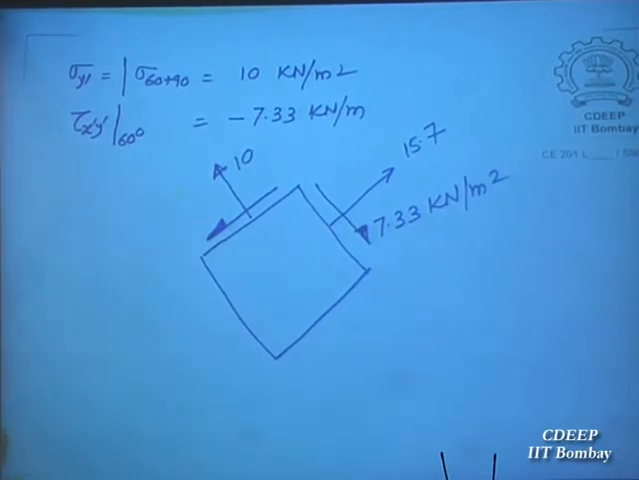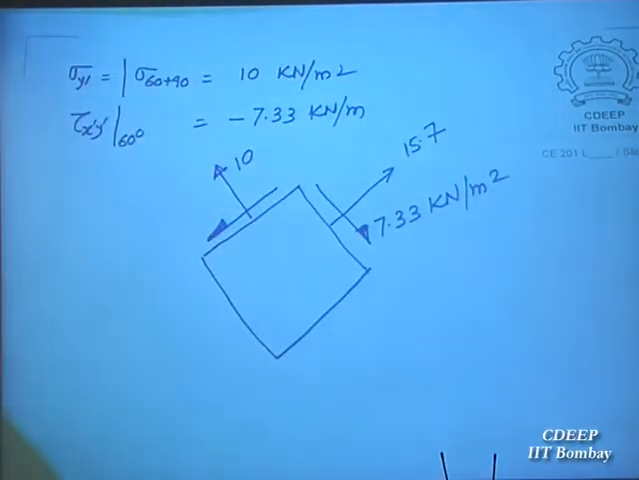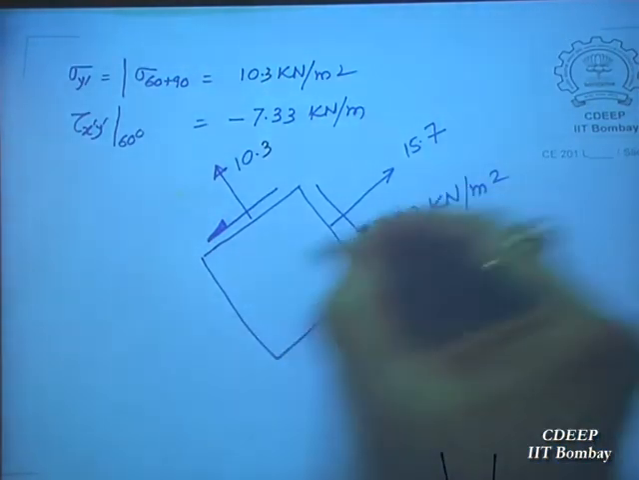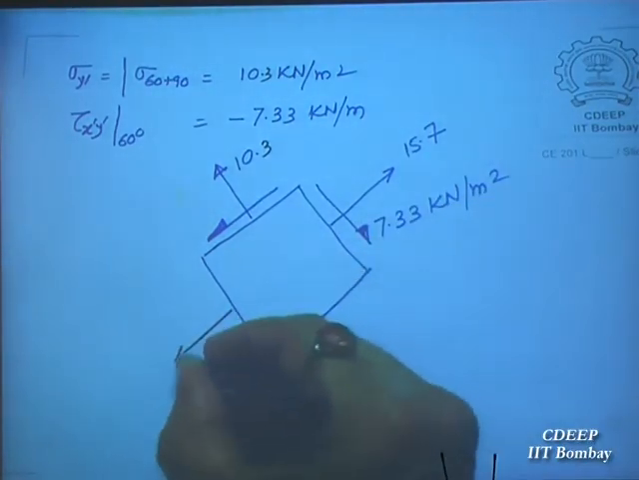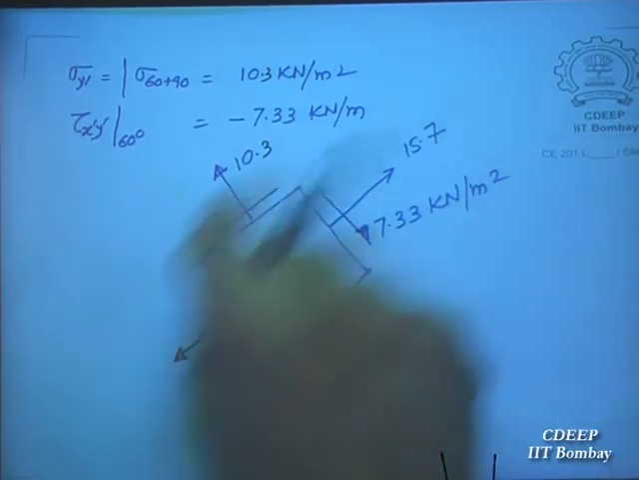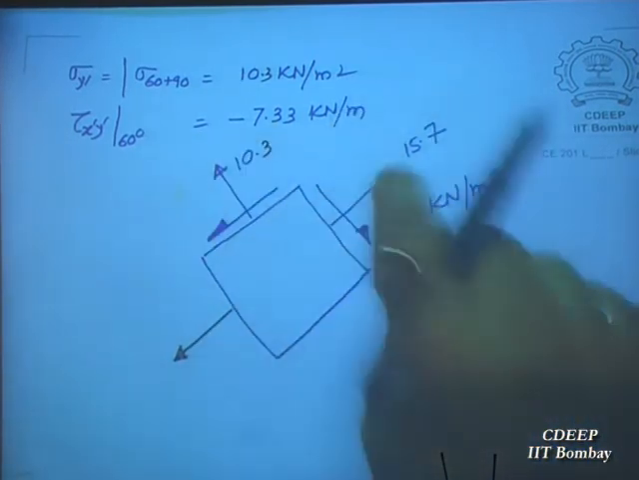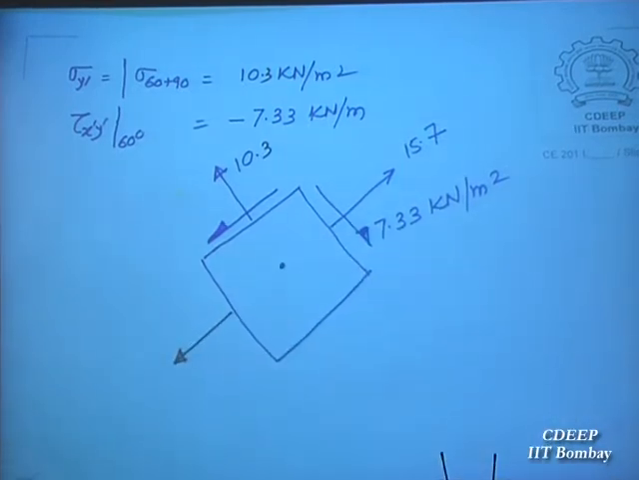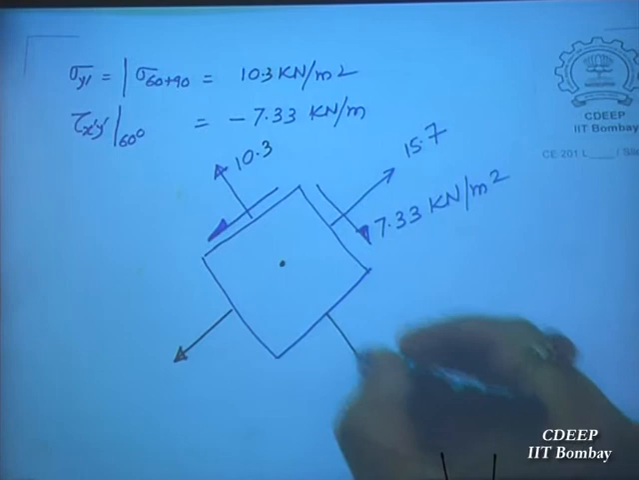What happened? 10 point? How much? 10.3. Okay, 10.3, yes. So we wrote 10.3. Here also 10.3. And then over here, complete it. The element cannot remain in equilibrium just with these positive faces. Having found this out, the element cannot remain in equilibrium. Sum of forces must be equal to 0. So please complete it and show it here.